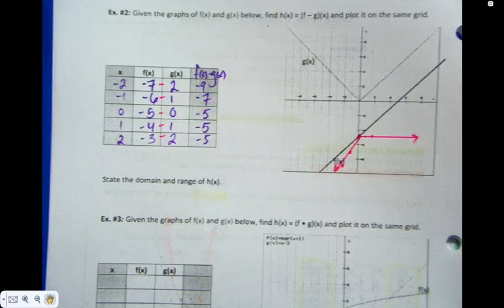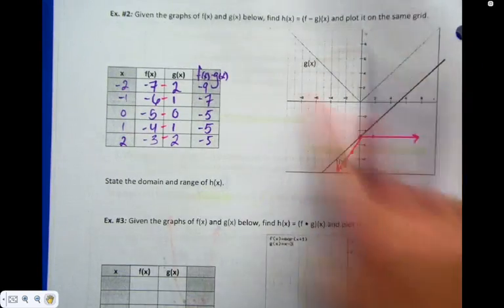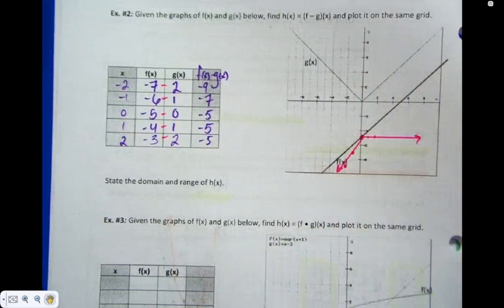Why did I join them with straight lines and not curves like a cubic? Why did I choose to connect the dots with straight lines? Thoughts on that? Check out the shapes of the 2 original graphs. What were they? Straight lines, so that's why I did this one in straight lines. If there had been any curves up here, I would have done this with curves.